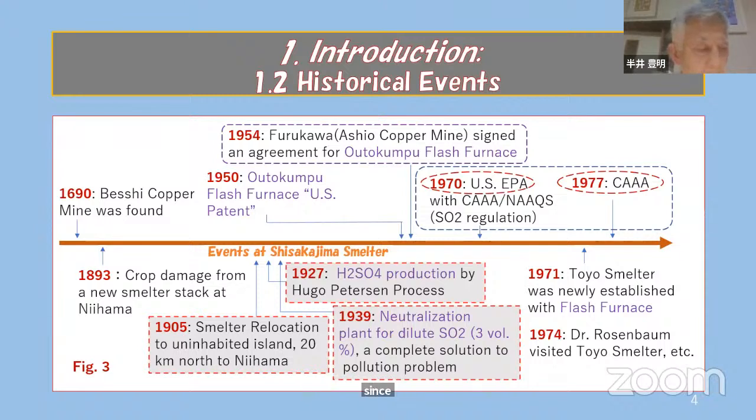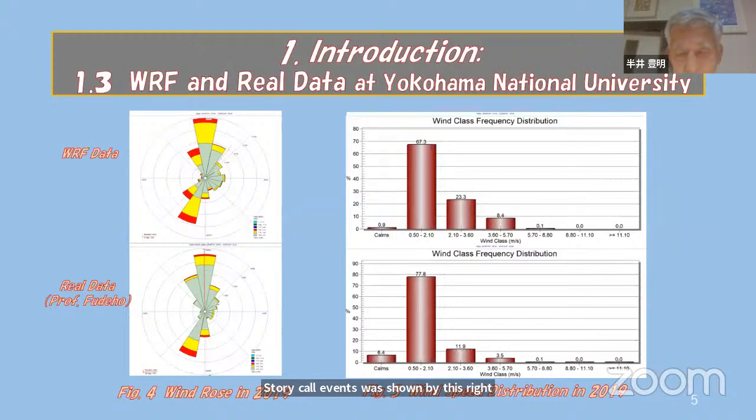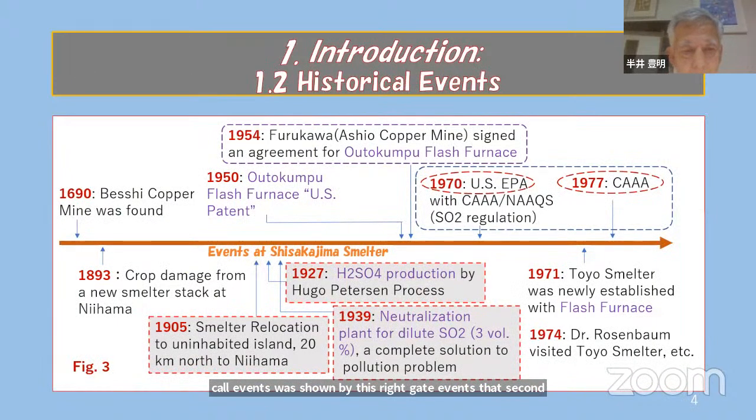Since the relocation was planned more than 100 years ago, historical events are shown in this slide. Events at Shisakajima smelter: relocation in 1905; in 1927, the Hugo Petersen process, a German process to produce H2SO4 to decrease the SO2 concentration; and finally, in 1935, a neutralization plant for dilute SO2, the complete solution to the pollution problem.